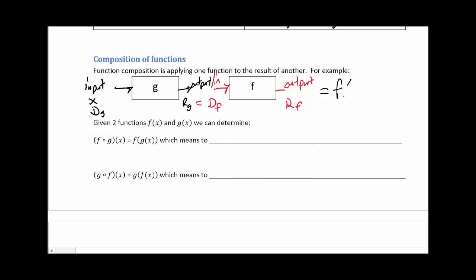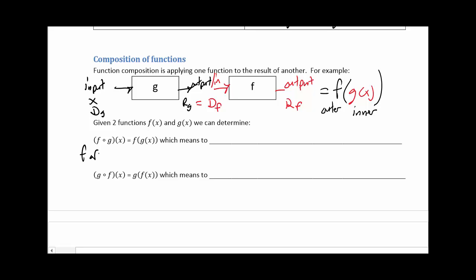So this would be f of g of x, where one is inside the other. Okay, and I don't want you to associate the letters. It's not necessarily the letters that matter. It's that there's an inner function and an outer function. So this is the inner and this is the outer, whatever letter's there. Okay. So given two functions f and g, we can determine f of g of x.